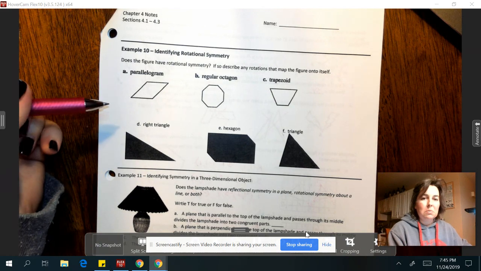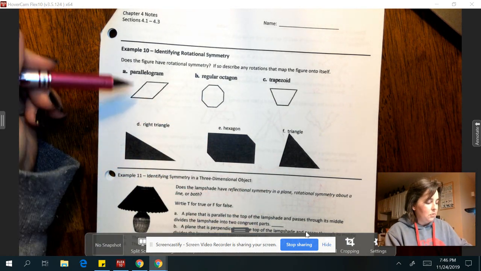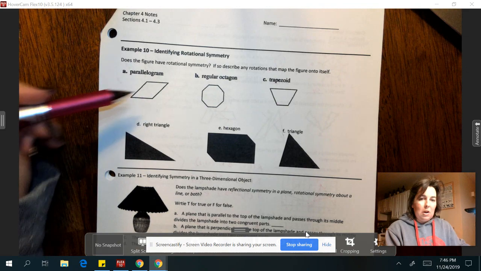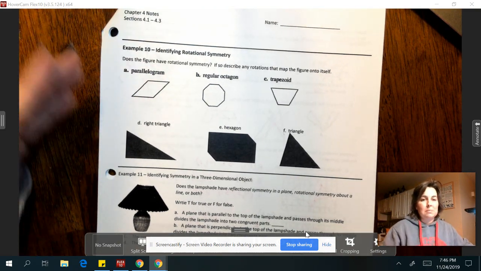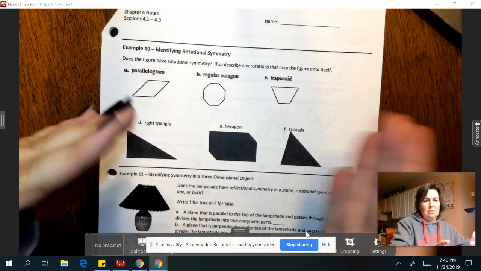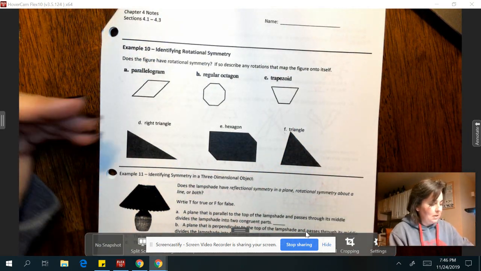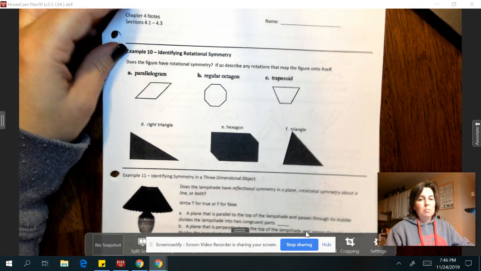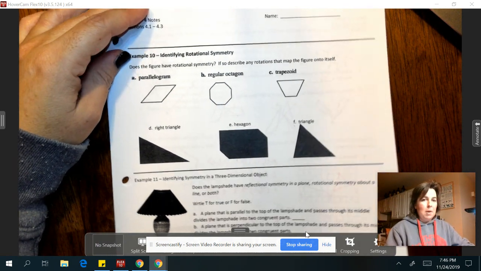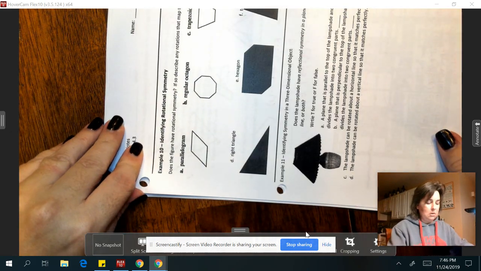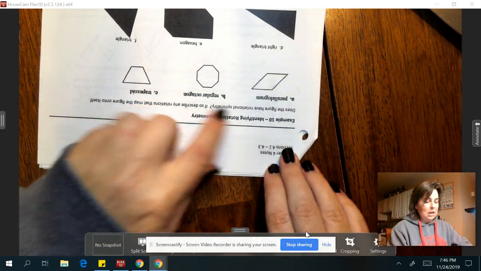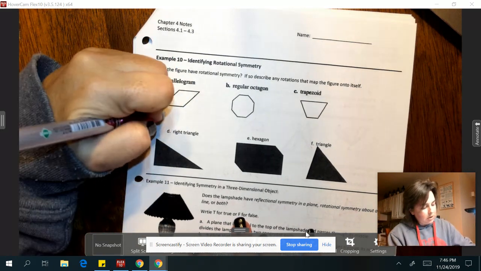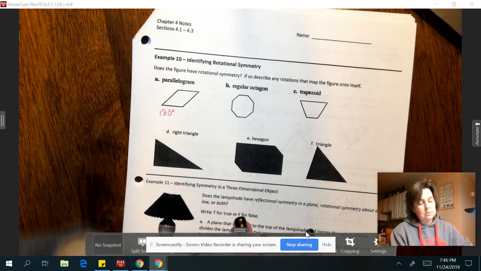We have to figure out what's the rotational symmetry of these figures. So for a parallelogram, we want to figure out if it has rotational symmetry. And the easiest way to do this, if you're not sure, because to me I'm like, okay, if I rotate it, will the parallelogram still be moving up and to the right? You can flip your paper. So I'm going to rotate my paper counterclockwise. If I go 90 degrees, it's not going up and to the right anymore. If I go 180 degrees, it is going up and to the right. So this one will have rotational symmetry at 180 degrees.